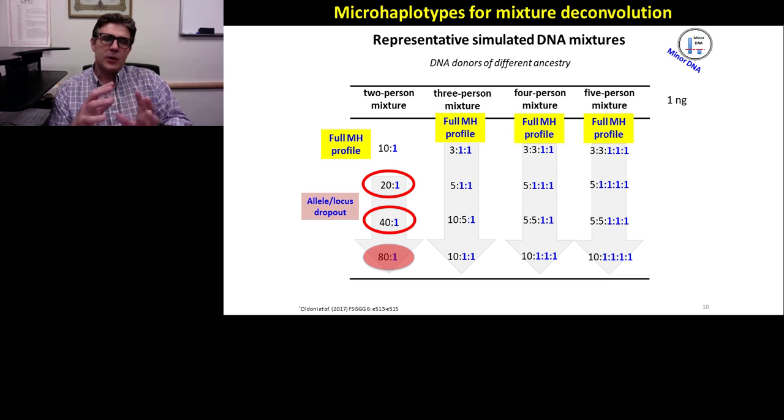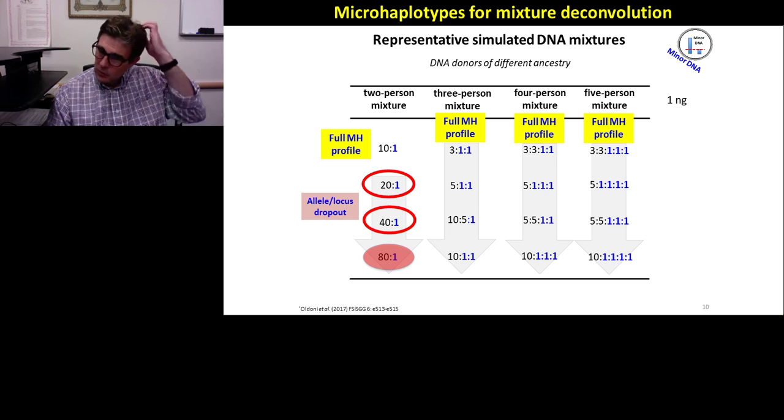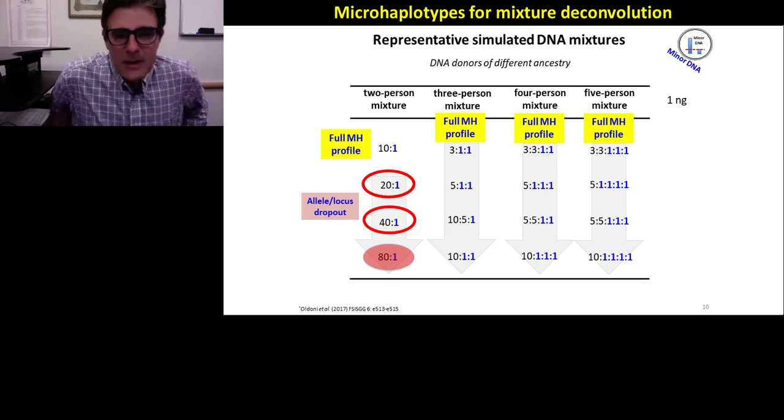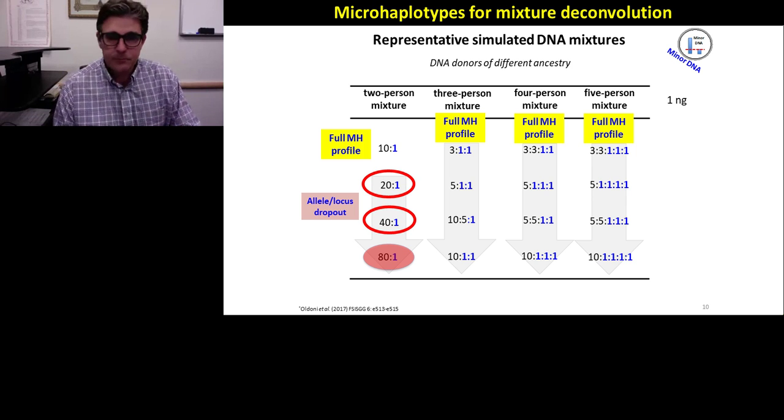Obviously, as we increase the ratio between the major and the minor, we're always inputting less DNA of the minor, given that the overall amount of DNA, as you can see on the right of the slide, is 1 nanogram. So as you increase the ratio between the two, you're always putting in less and less of the minor contributor. So we started seeing, as expected, some allele dropout in the 20 to 1, a lot of allele dropout in the 40 to 1, and the complete dropout of the minor contributor in the 80 to 1. Which was expected.